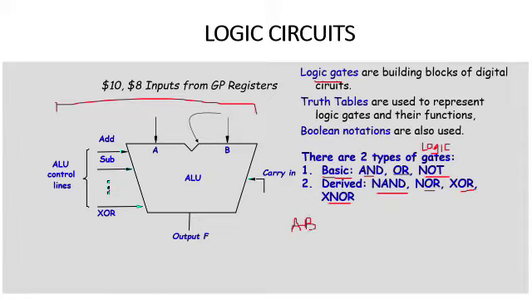A, B. Or you can write it, it is also equivalent to A dot B. That's the AND gate.